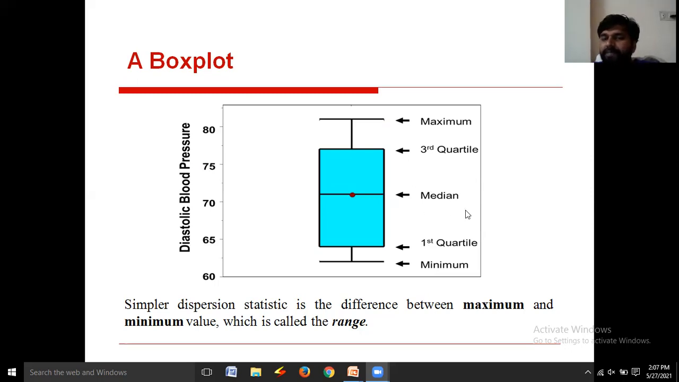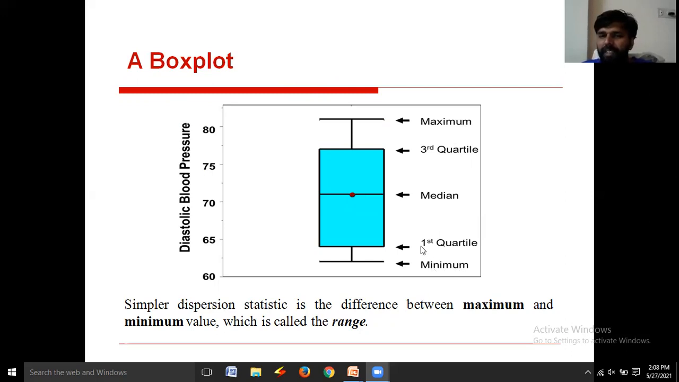Median indicates 50th percentile. Third quartile indicates 75th percentile. And maximum is what? 100th percentile. Minimum is what? 0th percentile. Got the point?